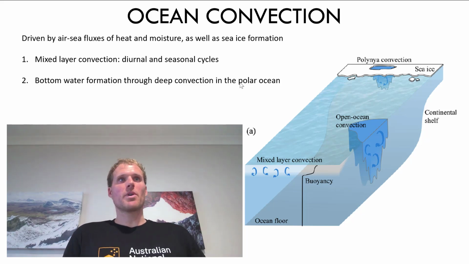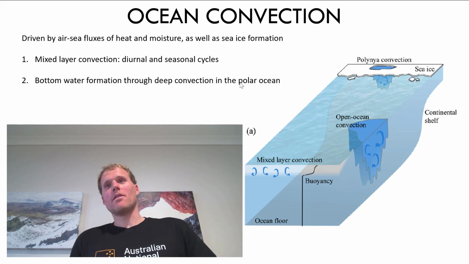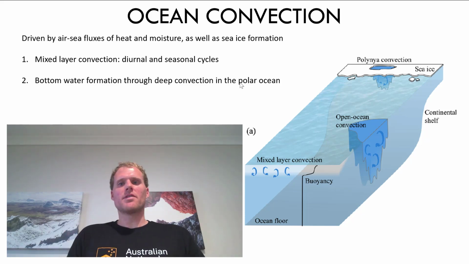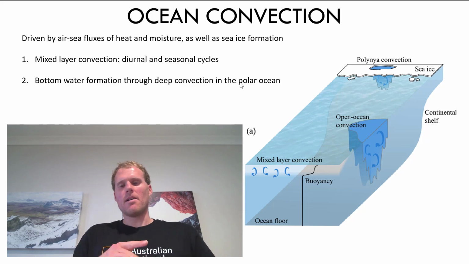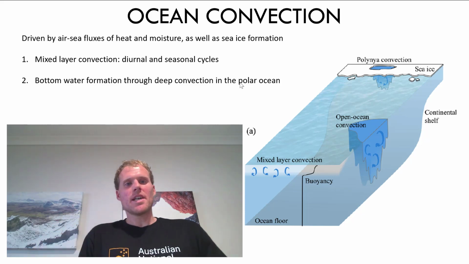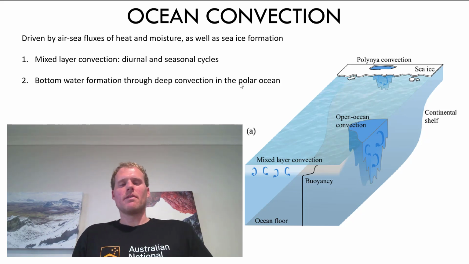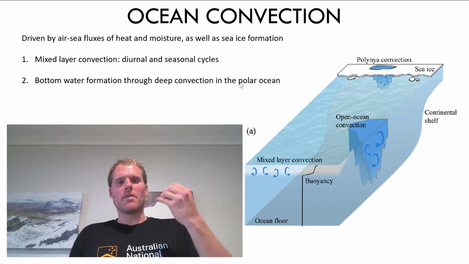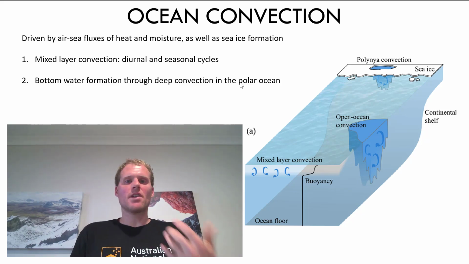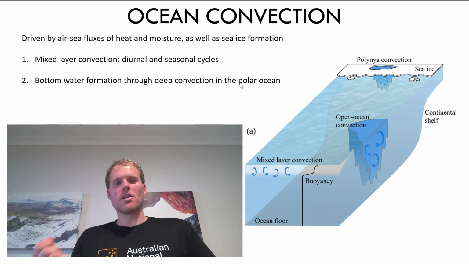So remember last week we talked about mixed layers and how they were formed by the wind forcing at the ocean surface, mixing up the surface and creating this uniform density layer near the surface. It turns out mixed layers are also influenced by convection and by fluxes of heat and salt at the ocean surface. So we're going to look at that.